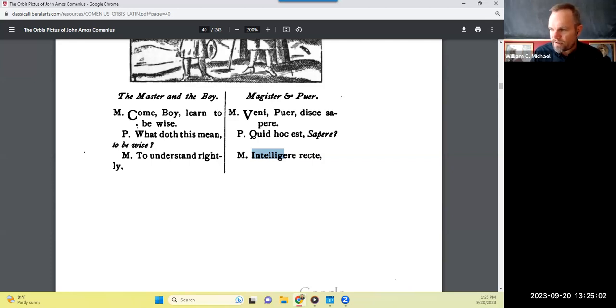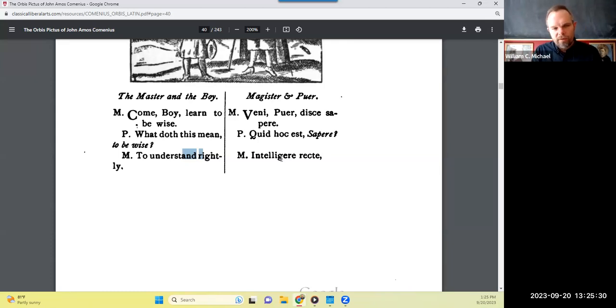Intelligere means to understand. You can see the translation there. And then recte, recte means rightly. Recte means rightly. Okay, so intelligere recte. Rectify means to make right. Very good. Okay. A rectangle is a geometrical figure that's made of right angles, right? Right can also mean straight, but same root.